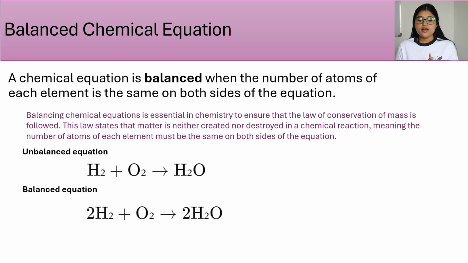Here we can see that we have 4 hydrogen atoms on the left hand side, which is balanced by the 4 hydrogen atoms on the right hand side as well. Similarly, we have 2 oxygen molecules on the left hand side and 2 on the right hand side. This is called a balanced equation.